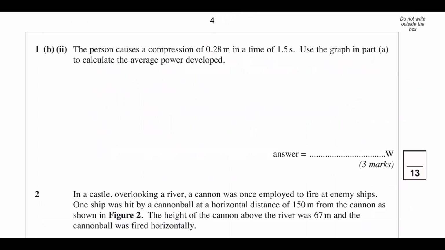So let's continue on. So the person causes a compression of 0.28 meters in a time of 1.5 seconds. Use the graph to calculate the average power. So first, let's work out the energy or the work done. So handily enough, this is the point I picked up in the last question. So we already know what the force is. It was 360. So this represents the work done, which is about 50.4.